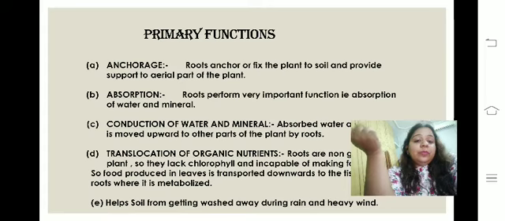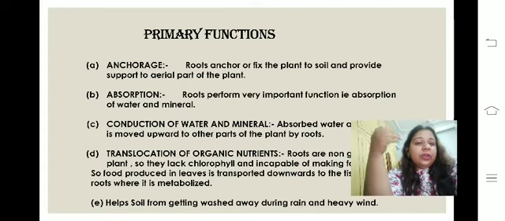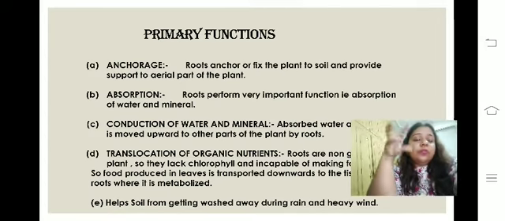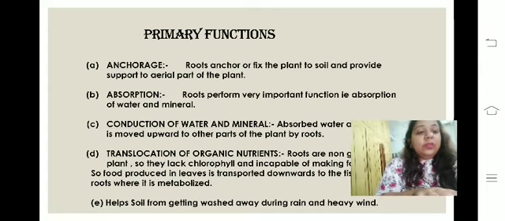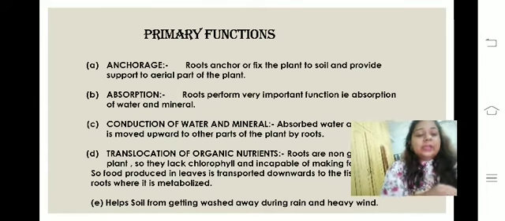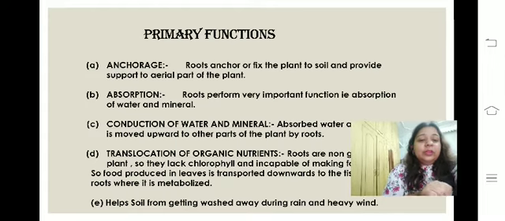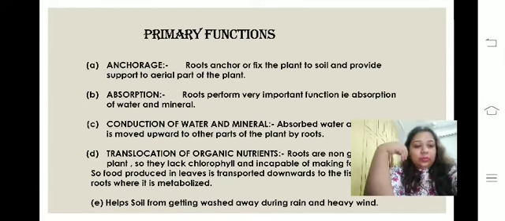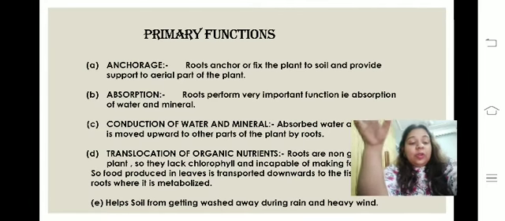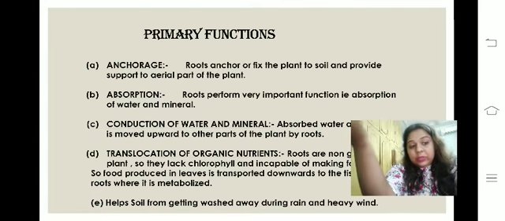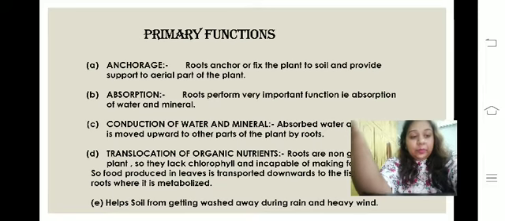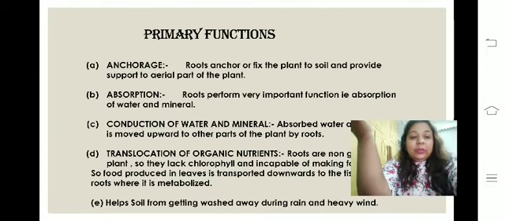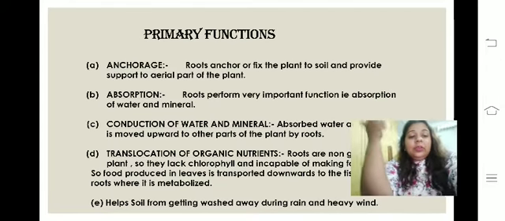The third function is conduction of water and mineral. Now what is the use of this absorbed water? The root has absorbed the water and the minerals from the soil, but if it is not conducting or providing that water to the other parts of the plant, what is the use of that water? That water is used by the other parts of the plant for making their food, so that again the roots get their food.